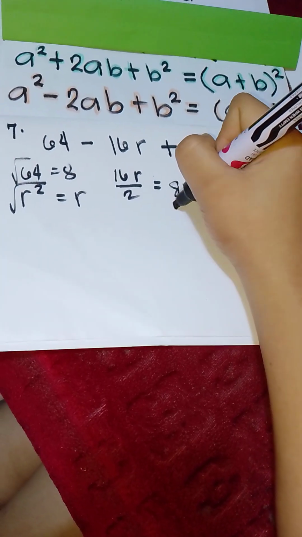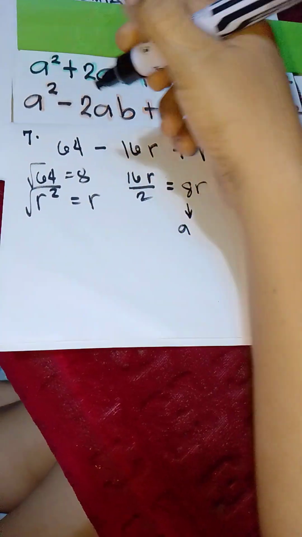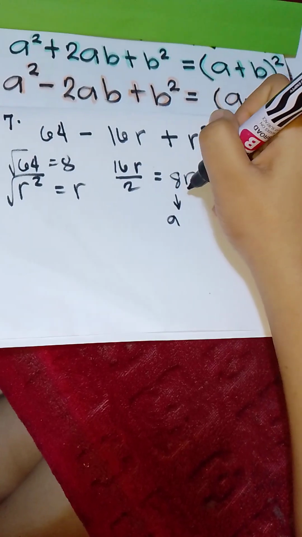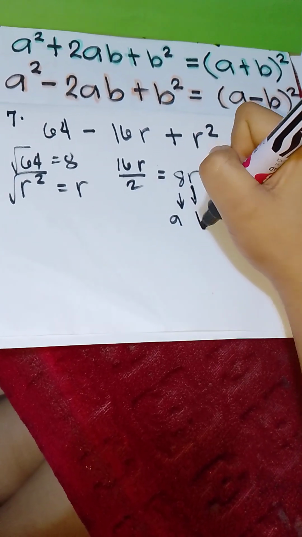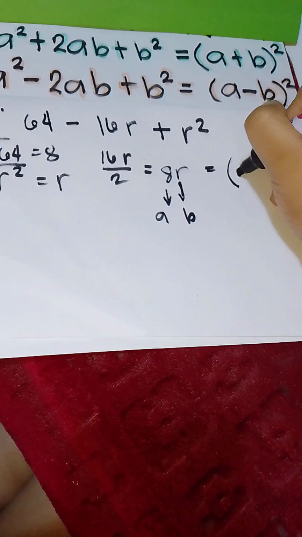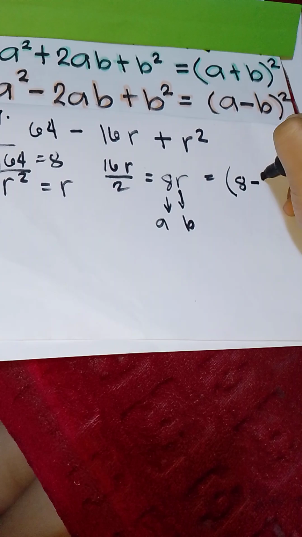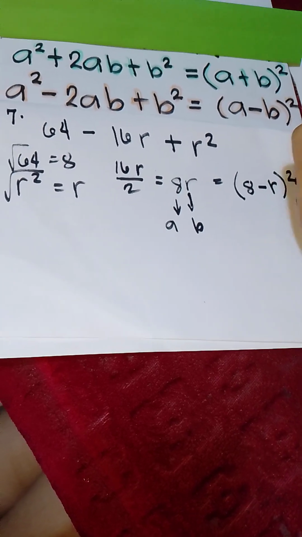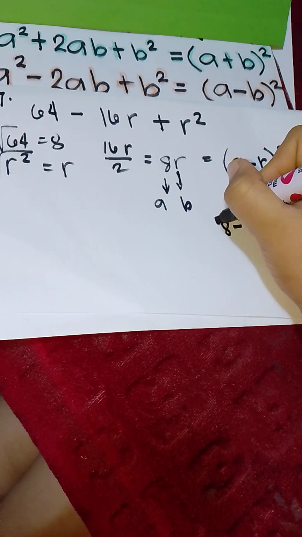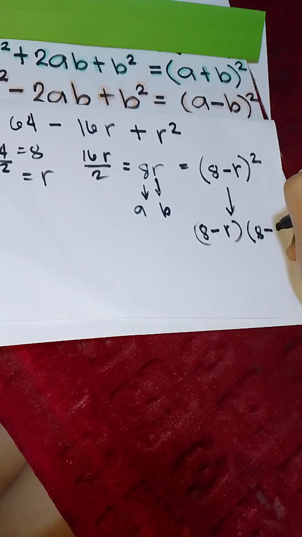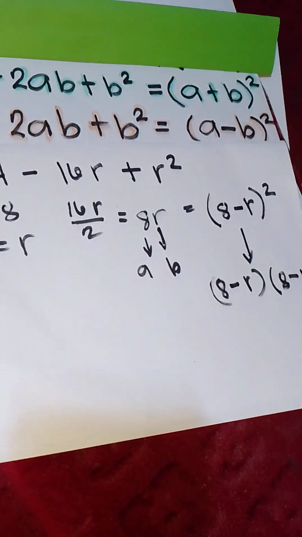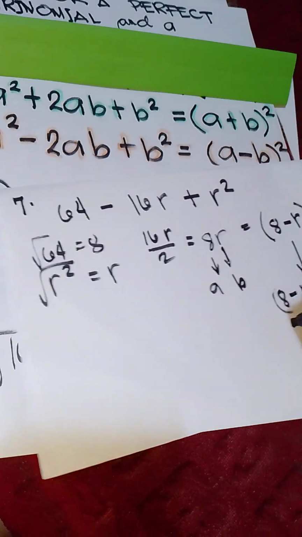So this will be our A because it is located in the first part. And then r is our B. So the answer is going to be 8 minus r squared. Or you can write it as 8 minus r times 8 minus r. So this is acceptable. This is still acceptable.